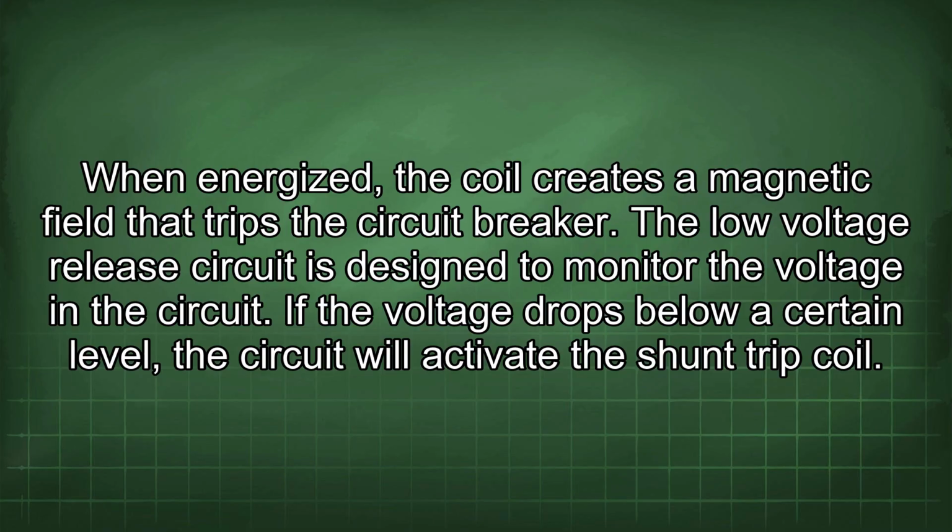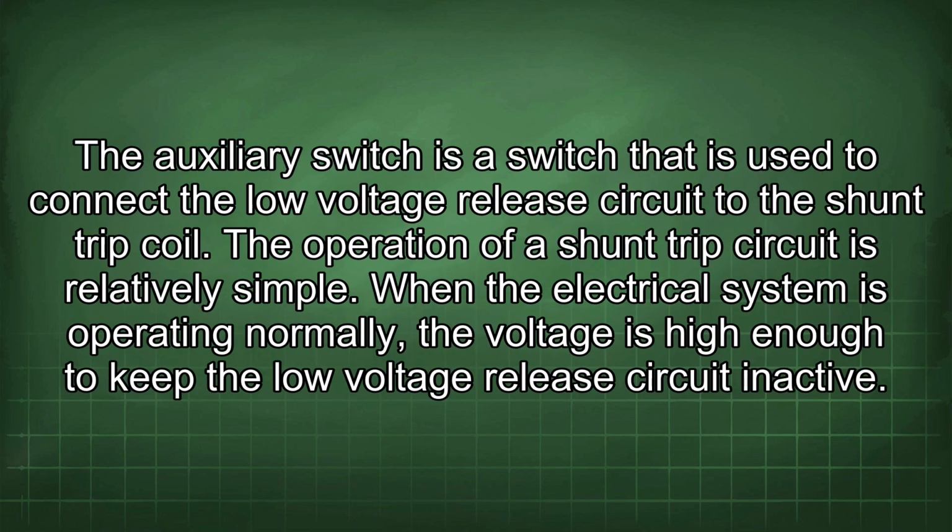The low voltage release circuit is designed to monitor the voltage in the circuit. If the voltage drops below a certain level, the circuit will activate the shunt trip coil. The auxiliary switch is a switch that is used to connect the low voltage release circuit to the shunt trip coil. The operation of a shunt trip circuit is relatively simple.